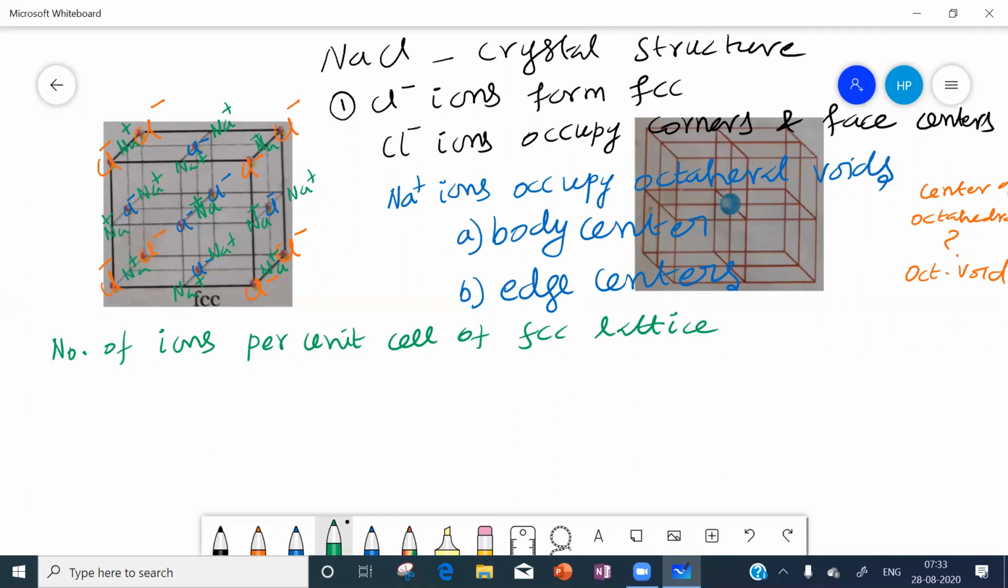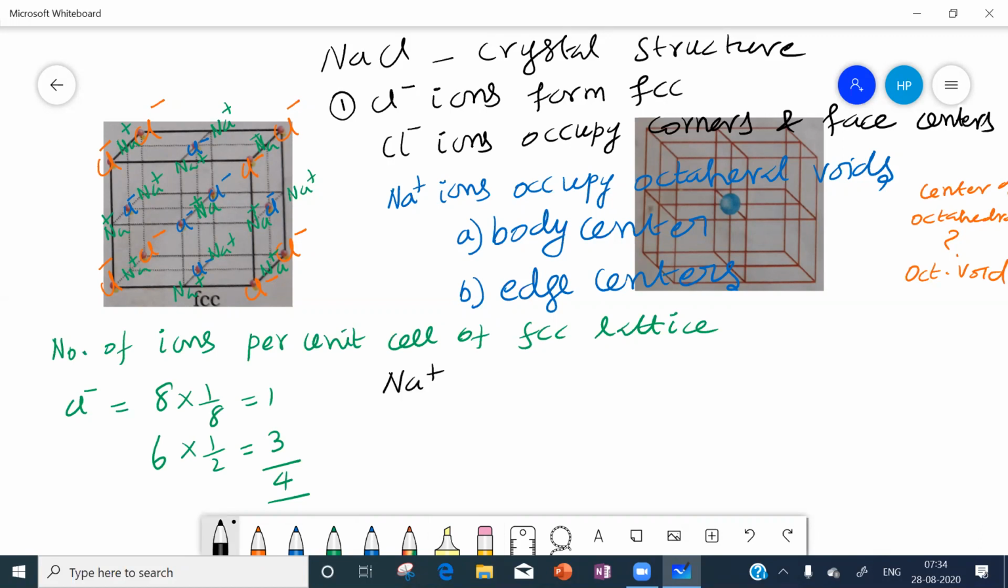Per unit cell of FCC lattice, first we will take Cl minus ions. Cl minus ions we placed at the corners. Corners means 8 corners, share is 1 by 8, which is 1. Cl minus ions we placed at face centers. Face centers means 6. Share is 1 by 2, which is 3. Therefore, Cl minus ions total is 4.